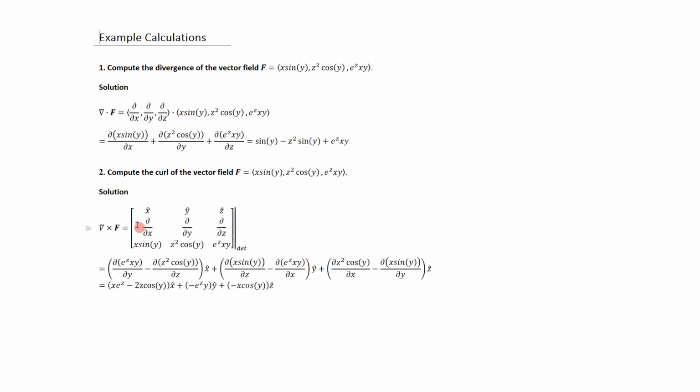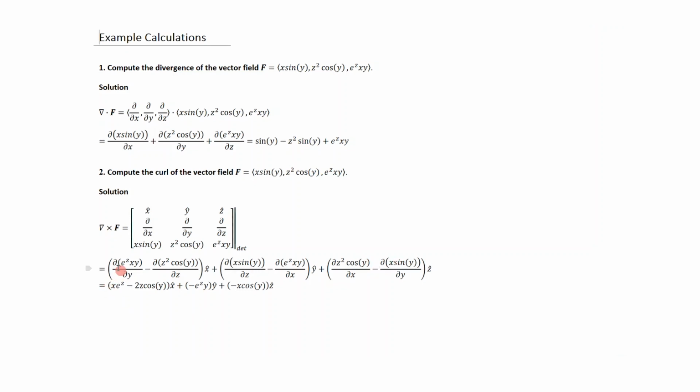In this case, we would basically put it into typical determinant form. First row being the unit vectors, second row being the partials, and the third row being the components of the vector field f. And so here, for instance, if you take the determinant of this 3 by 3 matrix, the x hat component will be the term that you see here. This is the y hat component, and this is the z hat component.